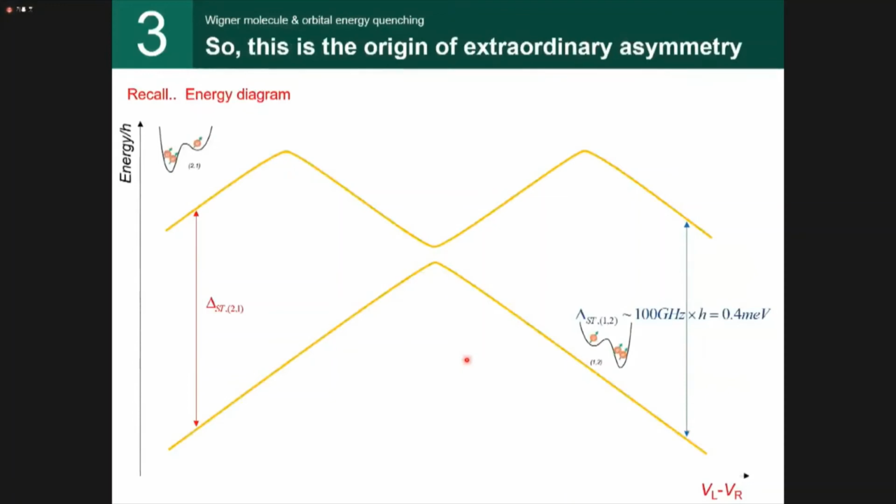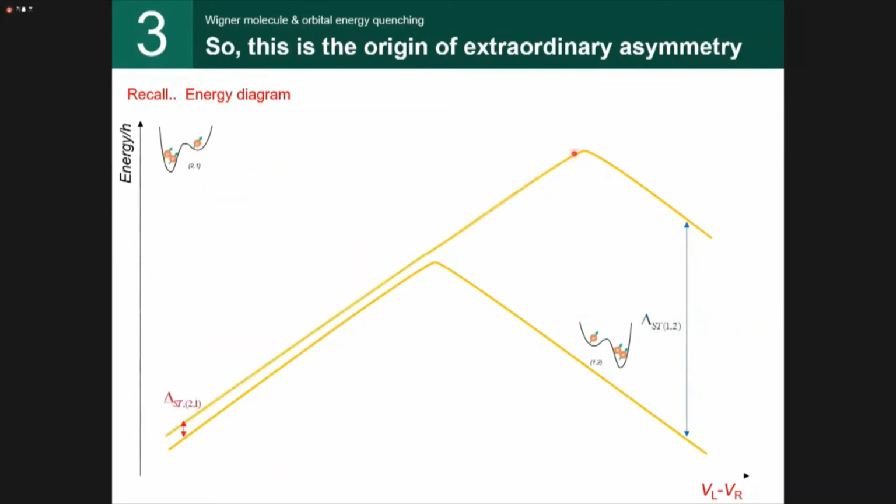So going back to our previous diagram, what we are seeing is that this energy level in the left quantum dot is really small, cramped due to electron-electron interaction. And instead of this diagram, we are seeing this kind of diagram. And we were measuring the energy levels here.